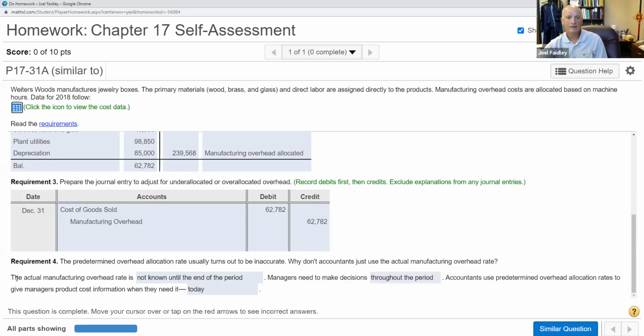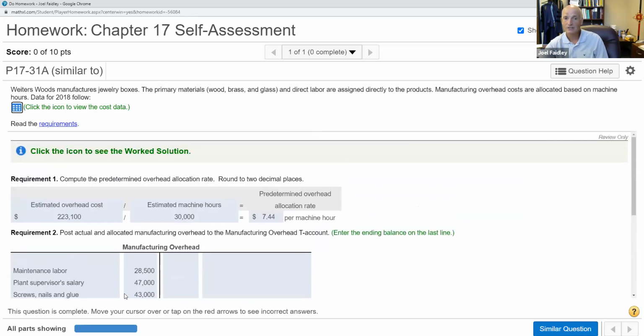But look what it says down here at the bottom. The actual manufacturing overhead rate is not known until the end of the period. Managers need to make decisions throughout the period. You need to cost your product throughout the period. So you use this predetermined overhead allocation to give managers product cost information when they need it today, to know what you can sell this product for. So you can see what happens if you do a poor job of budgeting and allocating. Your allocation depends on your cost driver. Direct labor is used most of the time. In this case, it's machine hours. That's considered the cost driver, the best way to allocate this bucket of overhead out.